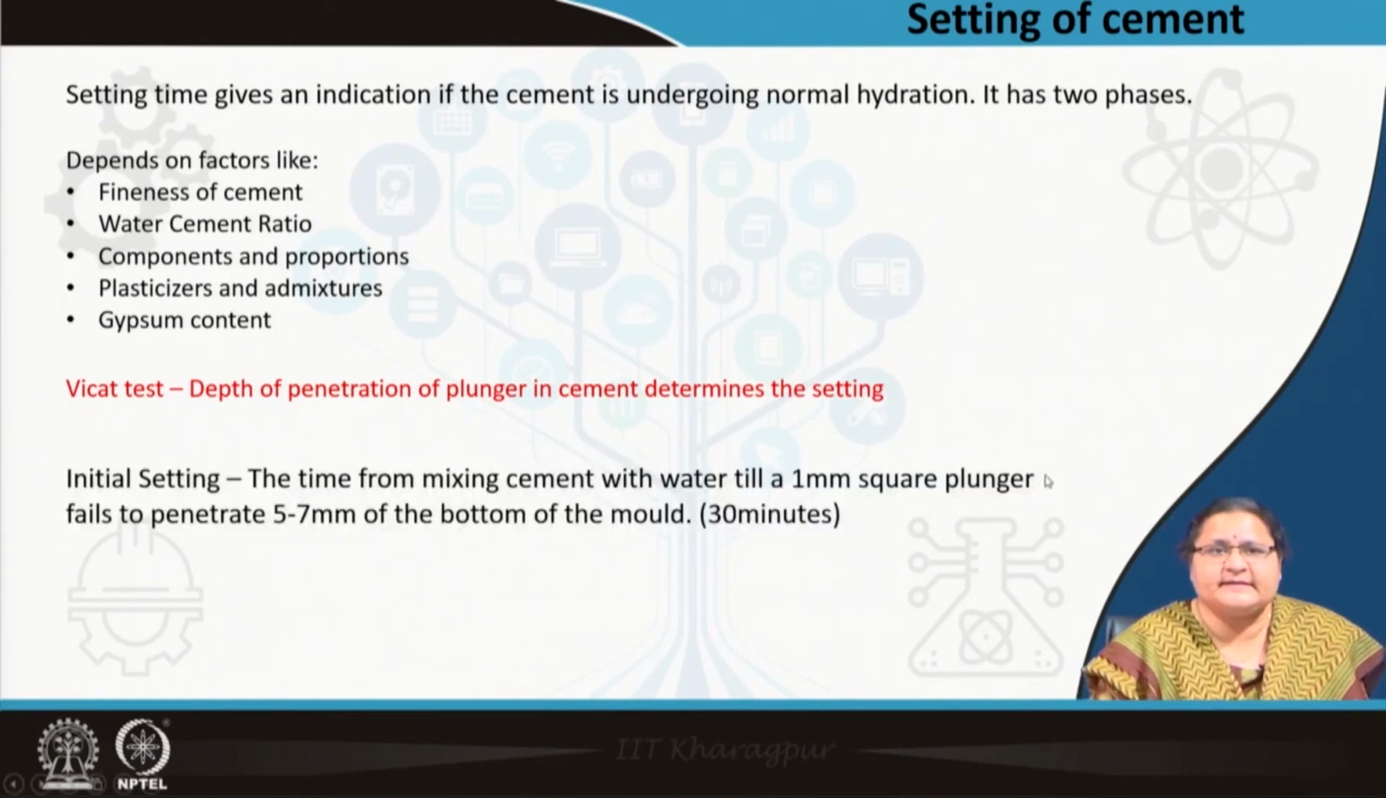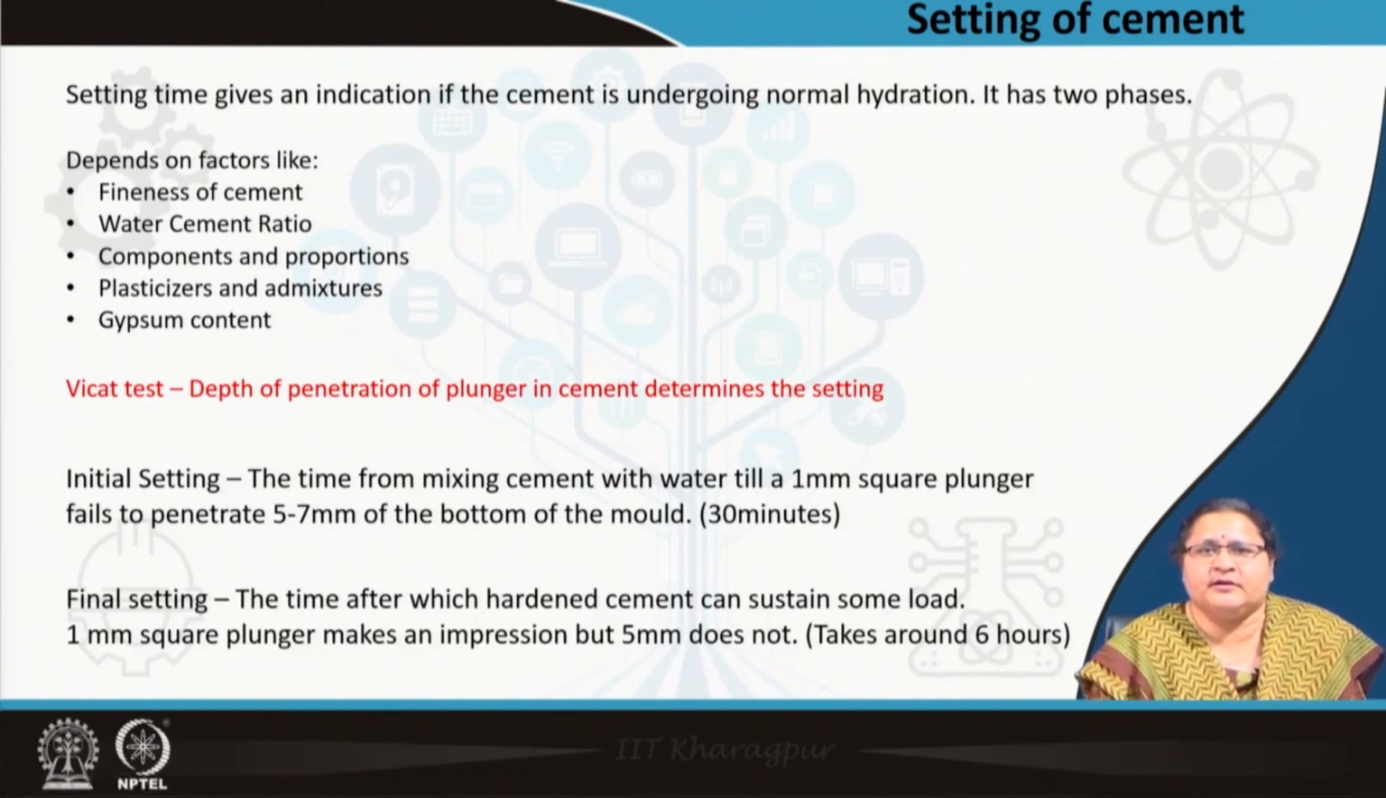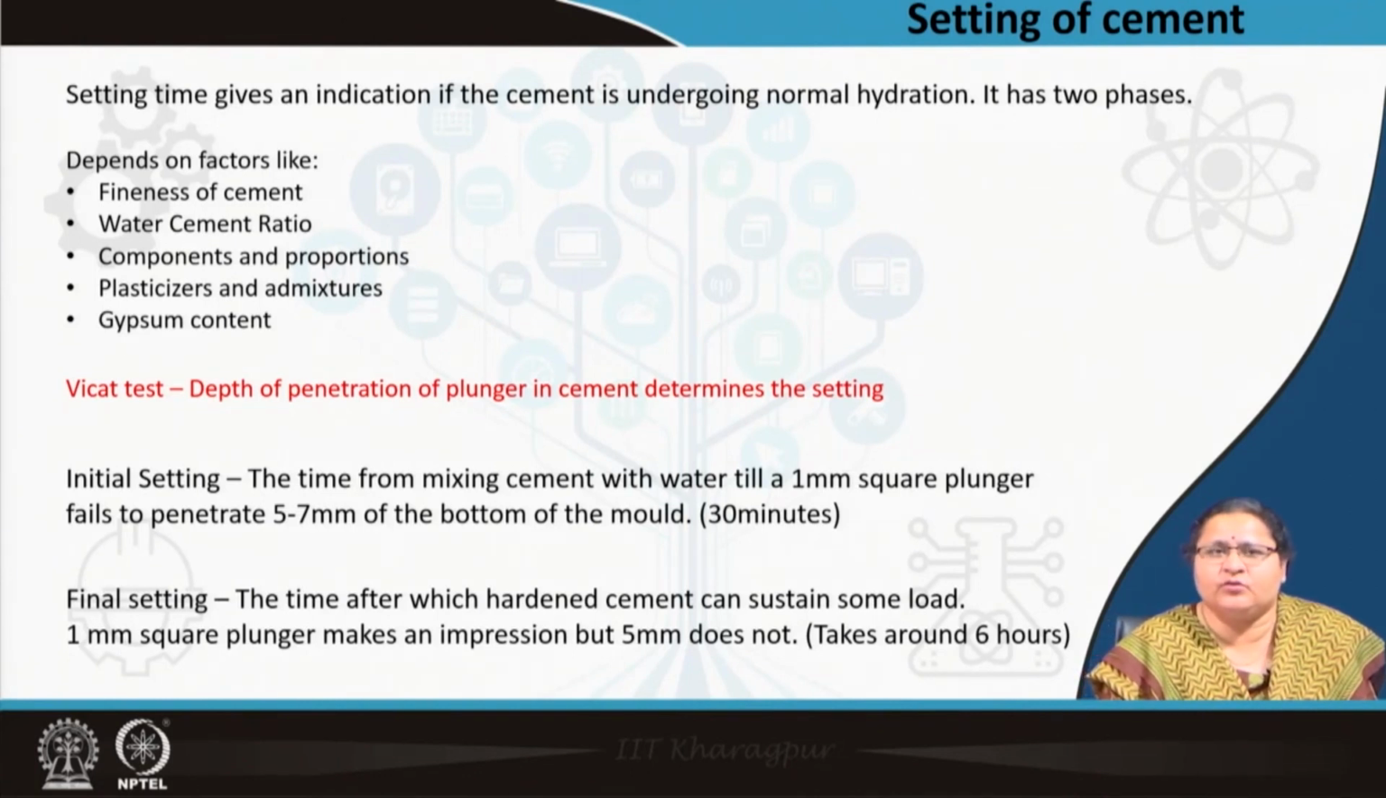So, here is the initial setting. It is written that it should be done within 15 to 30 minutes, and here is the final setting where the hardening has happened and the cement can take the load. It is a 1 millimeter square plunger making an impression and a 5 millimeter square plunger does not. It is to be done after around 6 hours. So, this is how you can understand the setting of cement.